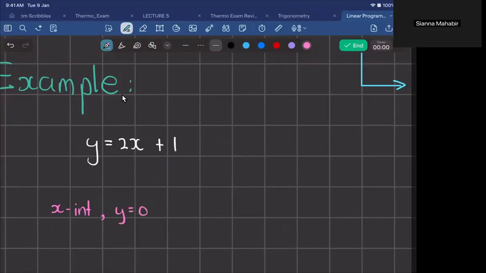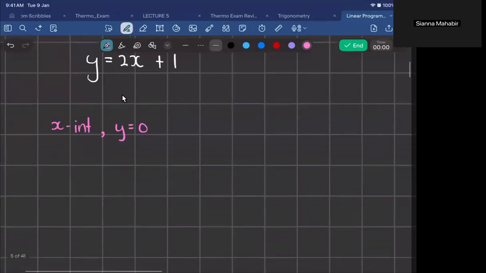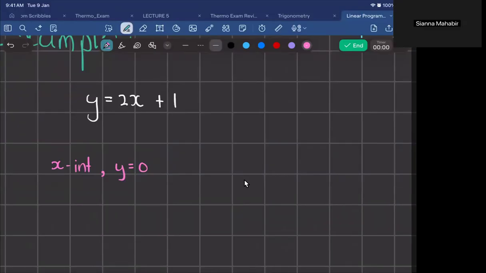Great. What do you think I'm going to do with that information? What am I missing to formulate a point? We're missing the x. Yes. So if I know that y is 0, how could I find x? You could substitute. Exactly. Tell me what to write in the next line. 0 is equal to 2x plus 1.